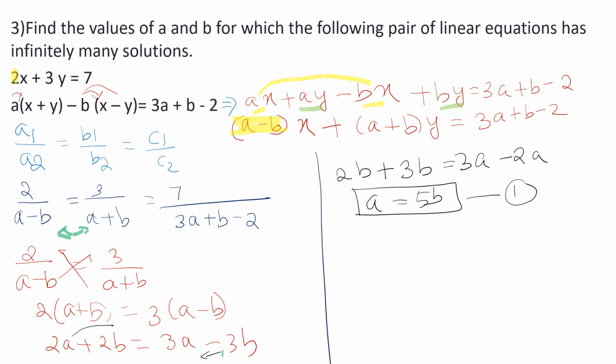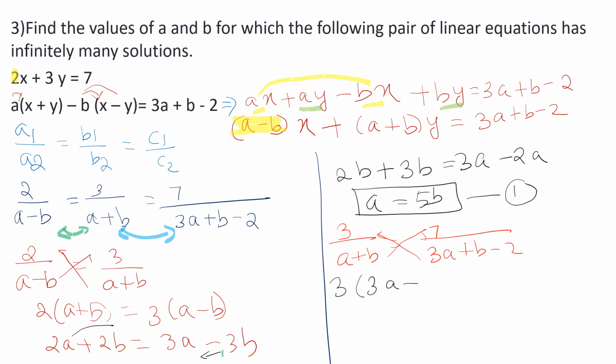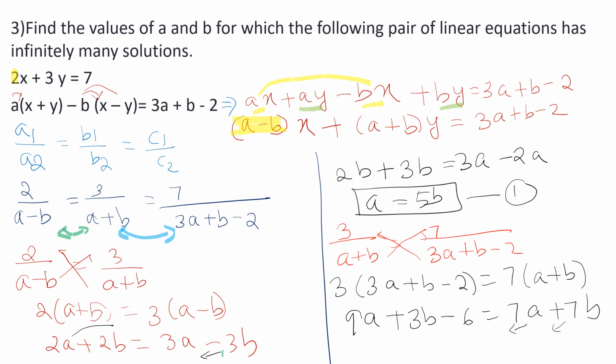Now same like this, we can equate either 1 and the third part, or 2 and 3, anything we can equate. In this I'll show you how to equate with these two terms. So when you're equating it, you're getting 3 by a plus b is equal to 7 by 3a plus b minus 2. So here we need to cross multiply. When we are cross multiplying, we get 3 times of 3a plus b minus 2 is equal to 7 times of a plus b. So we need to distribute. 3 3s are 9a plus 3b minus 3 twos are 6 is equal to 7a plus 7b. Bring all your terms to the other side. So you get 9a plus 3b minus 6 minus 7a minus 7b is equal to 0.